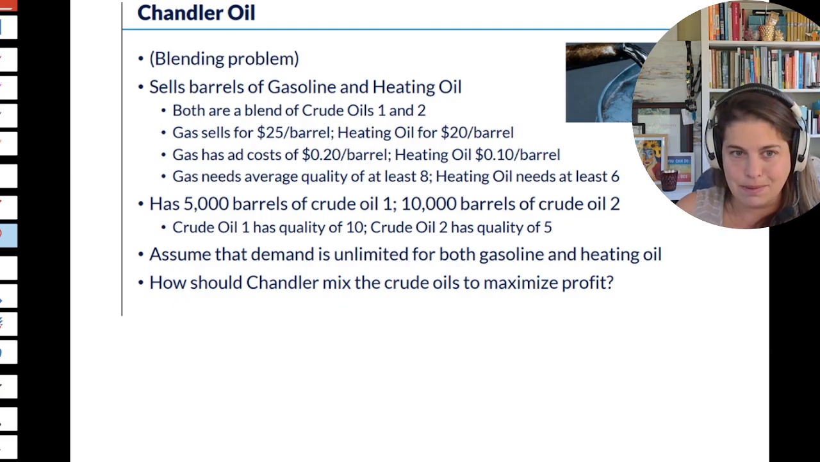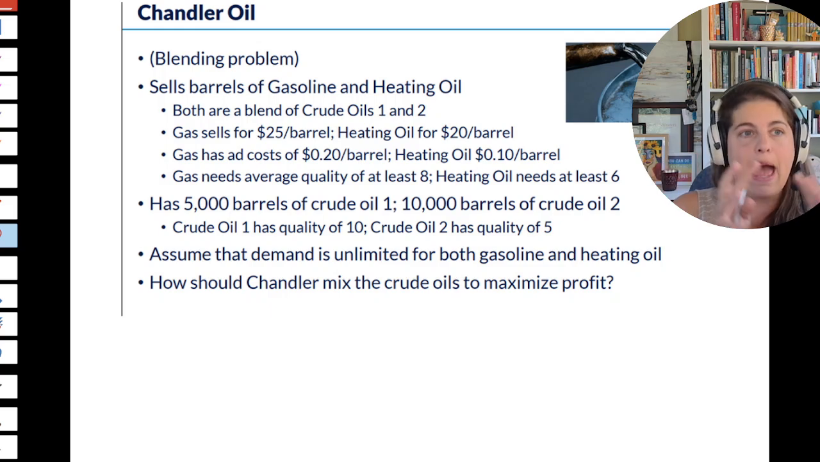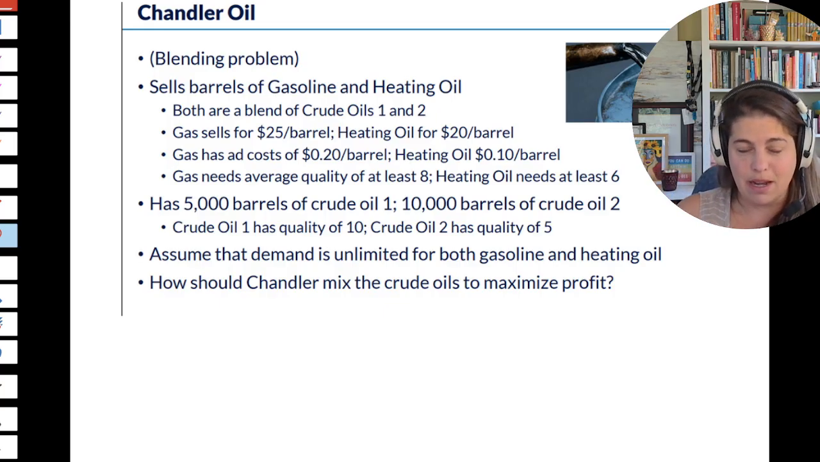It is a blending problem, not just because it says blending problem, but because we are taking ingredients and turning them into products that we're going to sell. And we're doing that in a way where we get to decide how much of each of those ingredients is going in to make the product.